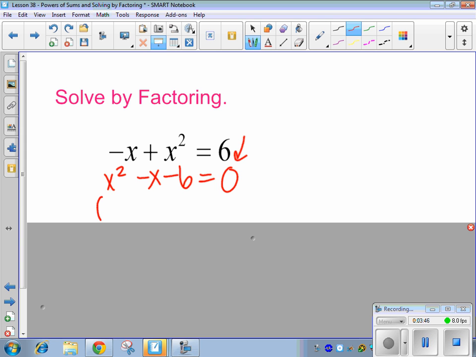Now I can just go ahead and factor it. I'm going to have an x here, an x here, and now I want to multiply to negative 6 and add to negative 1. So what are my numbers going to be?